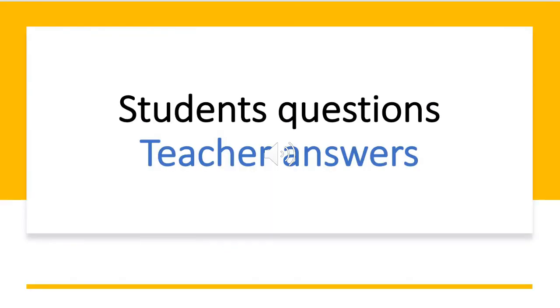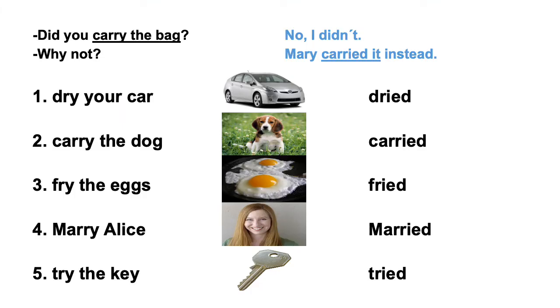Student questions, teacher answers. Ready? 1, 2, 3. No, I didn't. Mary carried it instead. No, I didn't. Mary dried it instead. No, I didn't. Mary carried it instead. No, I didn't. Mary fried them instead. No, I didn't. Mary married Alice instead. No, I didn't. Mary tried the key instead.